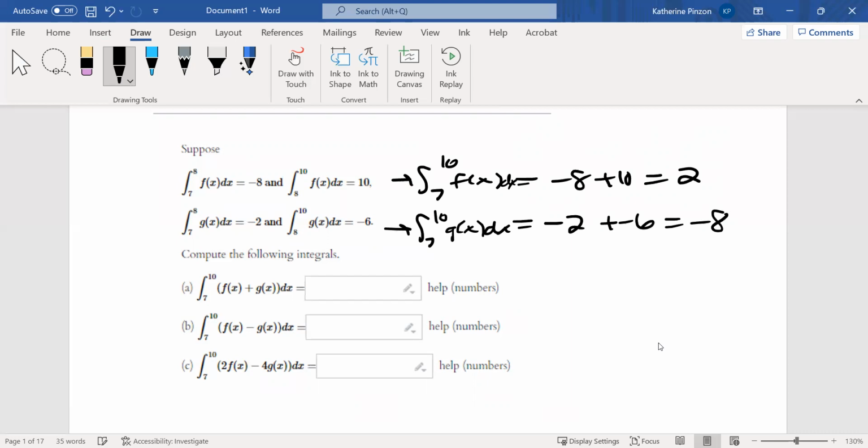Okay. So f from 7 to 10 is going to be 2. And g from 7 to 10 is going to be negative 8. So if I want f plus g, I'm going to do 2 plus negative 8. If I want f minus g, I'm going to do 2 minus negative 8. If I want 2f minus 4g, I'm going to do 2 times 2 minus 4 times negative 8. So the important part is that you have to look at these values over here first and see where they want the integral to go from, and then find them with the integrals they give you.